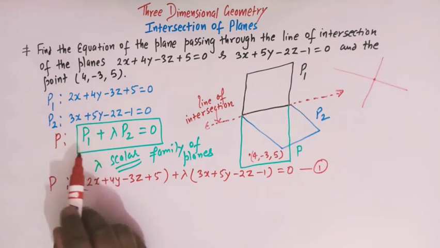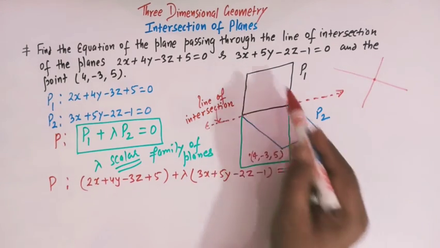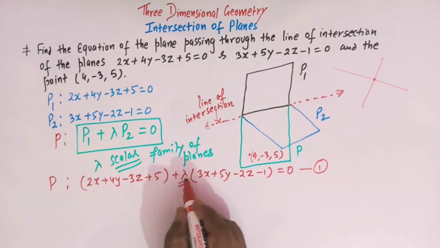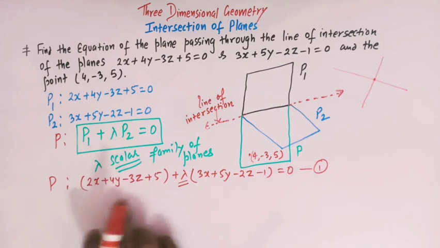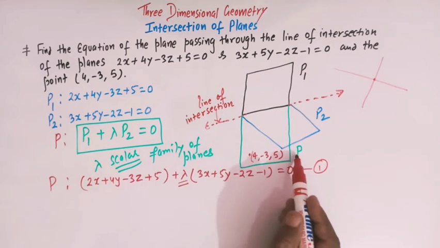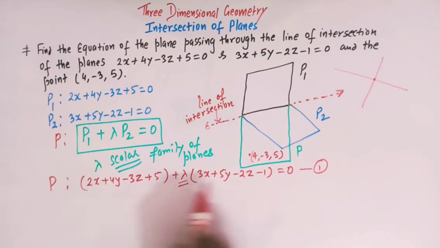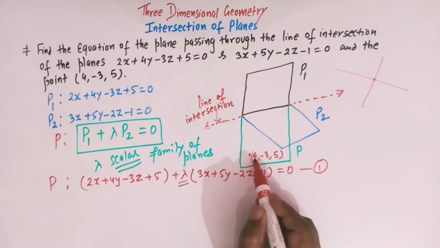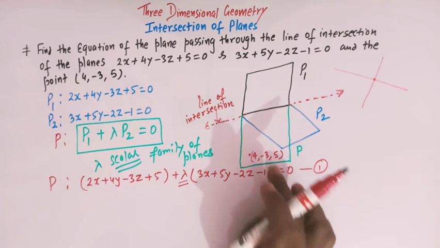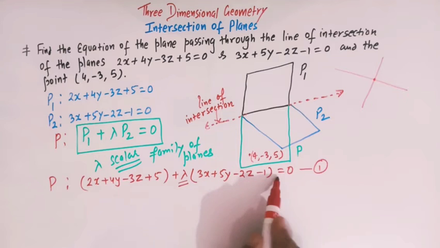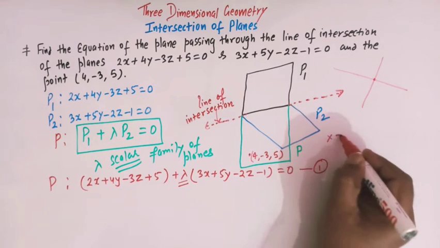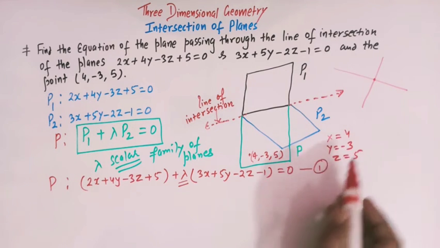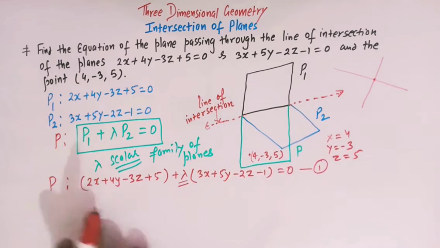So the equation of the plane P, which passes through the line of intersection of P1 and P2, is given by this equation, and once we get the value of lambda, we can find the equation of this plane P, right? So now this plane passes through this point, that is (4, -3, 5). So therefore this point must satisfy this equation, right? So we can take x is equal to 4, y is equal to minus 3, and z is equal to 5, and we can substitute these values in this equation.